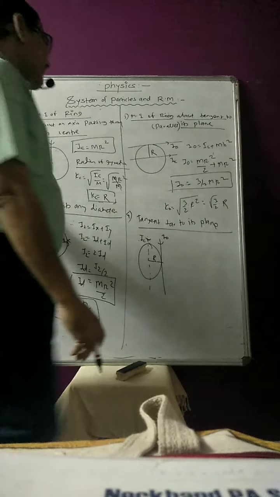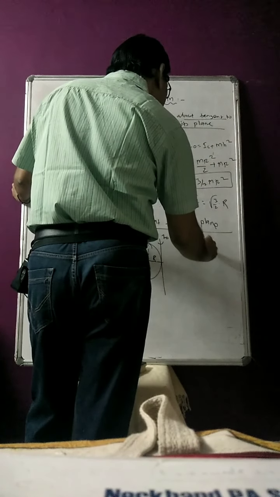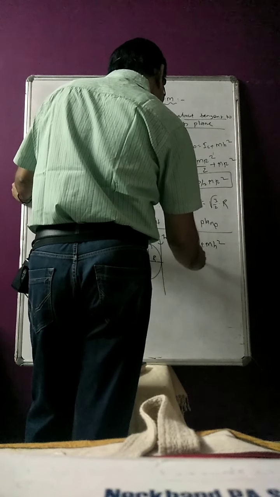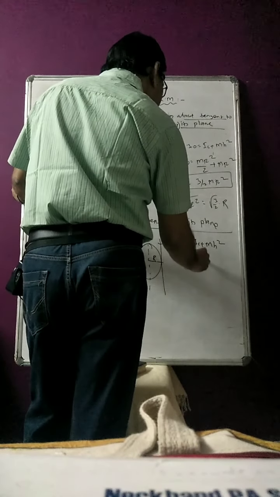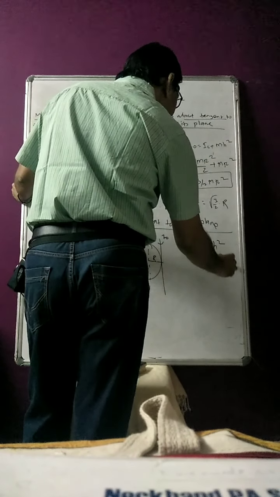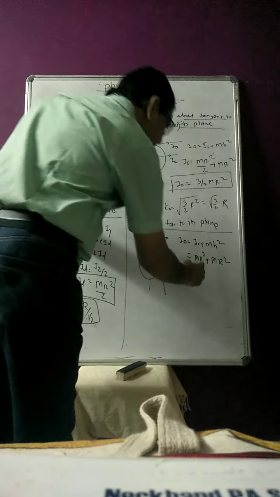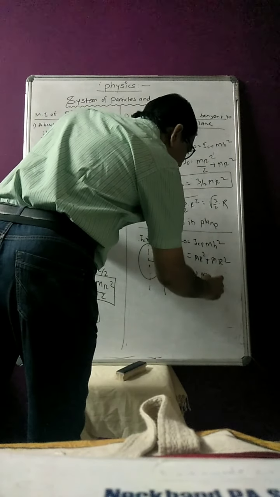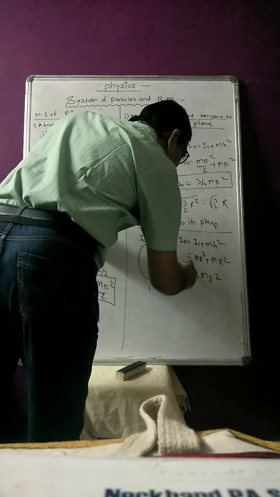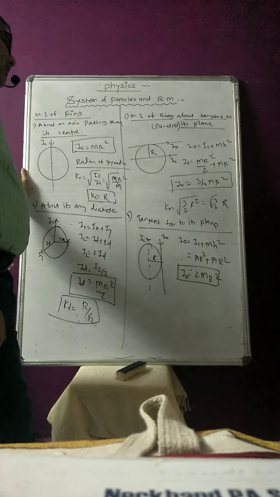Again I will use the parallel axis theorem. IO is equal to IC plus MH square. So can you tell me what will be the IC now here? IC will be MR square plus M into the distance between the two axes, which will be r. So therefore MR square plus MR square is equal to 2 times MR square. So that will be the moment of inertia of the ring about a tangent perpendicular to its plane.